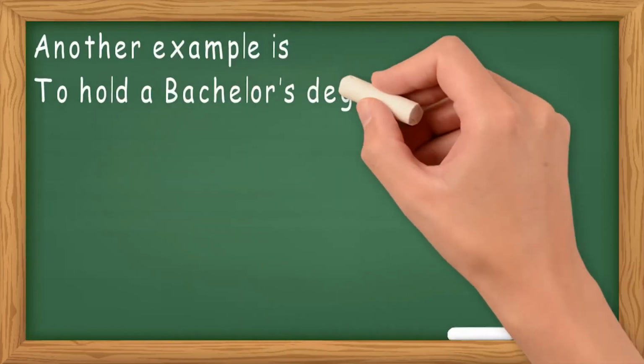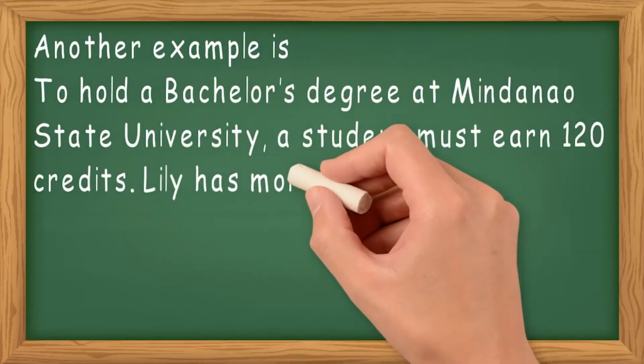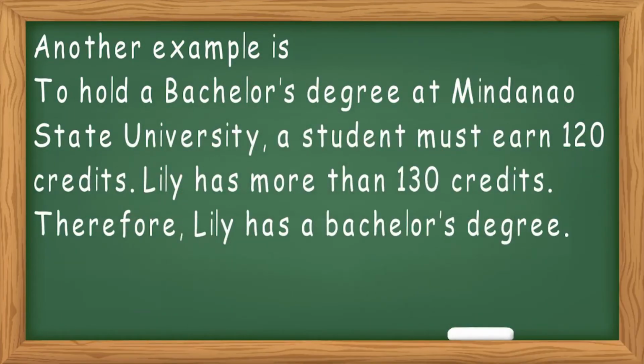Another example is, to hold a bachelor's degree at Mindanao State University, a student must earn 120 credits. Lily has more than 130 credits. Therefore, Lily has a bachelor's degree.